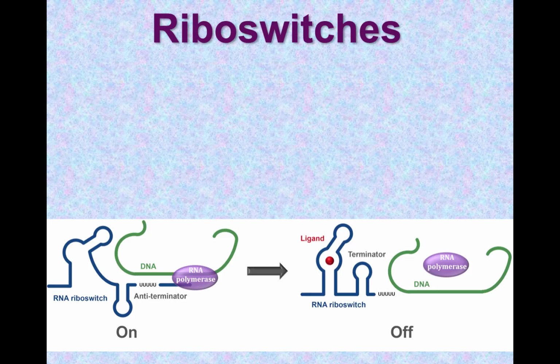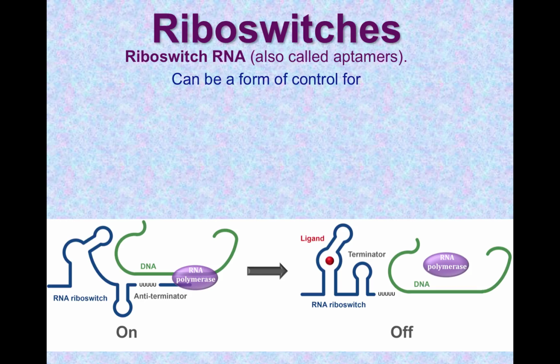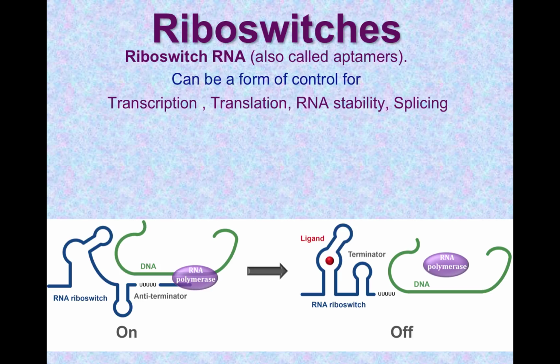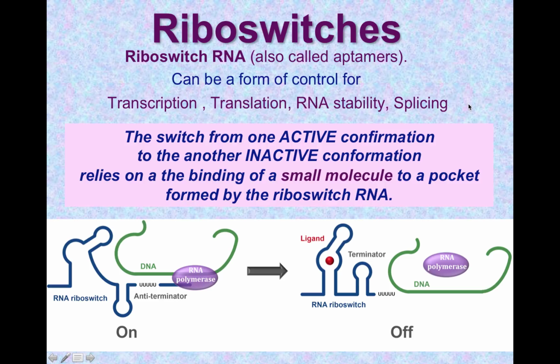Riboswitches. What are riboswitches? Riboswitches are alternate conformations of stem loops and three-dimensional structures of RNA, usually as part of a messenger RNA. They're also called aptamers. They can be a form of control for transcription and translation, also for RNA stability and splicing in eukaryotes, but we're only going to talk about transcription and translation control in prokaryotes today. The switch from one active conformation to another inactive conformation relies on the binding of a small molecule to a pocket formed by the riboswitch RNA.